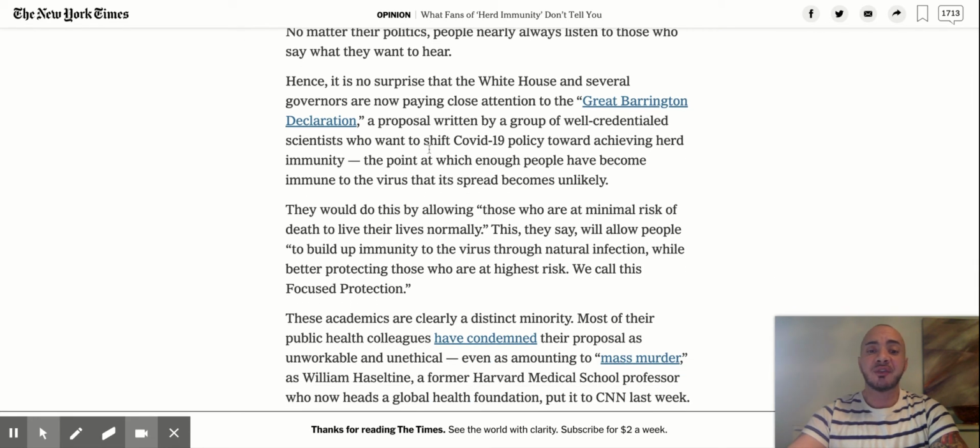And he introduces the idea that there are some people, these scientists who wrote this great Barrington report, who believe that we should just not do lockdowns, we should not worry about wearing masks, that people who are not at risk of dying from the disease should just go out and get it. Kind of like how when you were a little kid, your parents maybe made you be exposed to chickenpox from a sibling or from a friend or a cousin, so that you would just be done with it.